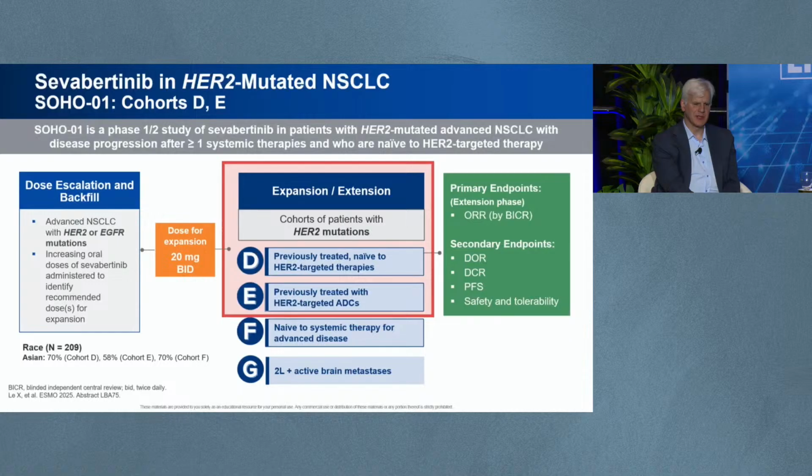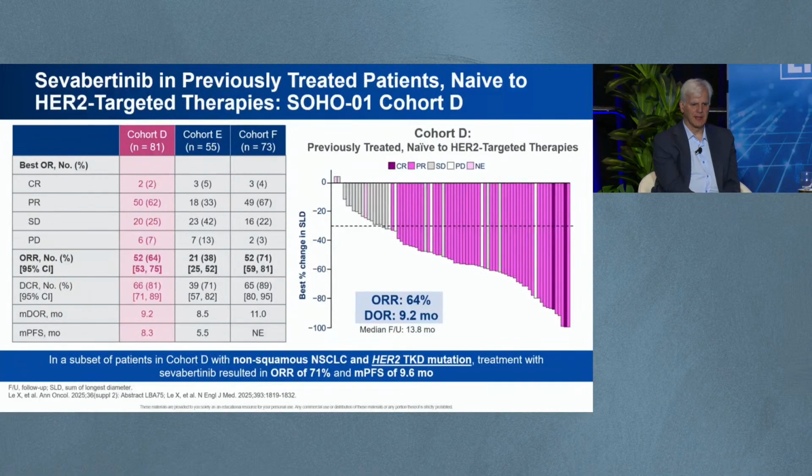These are patients who received 20 milligrams twice a day of cevabertinib, previously treated naive to HER2 targeted therapies, or previously treated with HER2 targeted ADCs. Here you can see, again, excellent activity. If you look at the response rates in the range of 64% for cohort D and 38% for cohort E. Cohort F, we'll come back to in just a couple of minutes. So cohort D, previously treated patients naive to HER2 targeted therapies, overall response rate excellent of 64%.